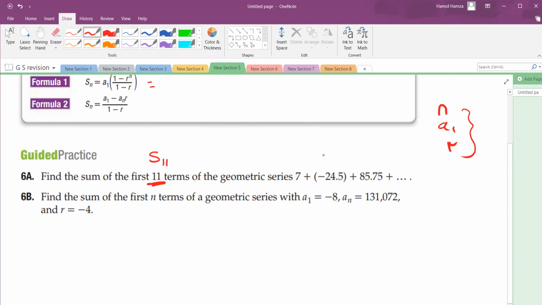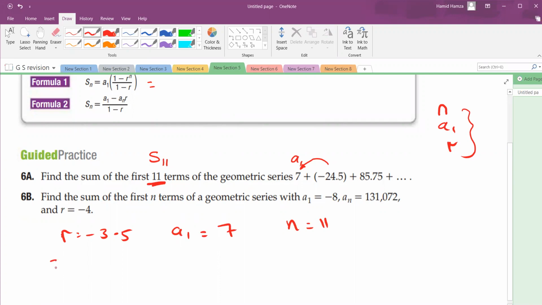So we want to find what? A1 is given, A1 is 7. Then the common ratio, which we find by dividing negative 24.5 by 7. Any one of you divide them, guys, and tell me the answer. So R equals negative 3.5, A1 equals 7, and n equals 11.